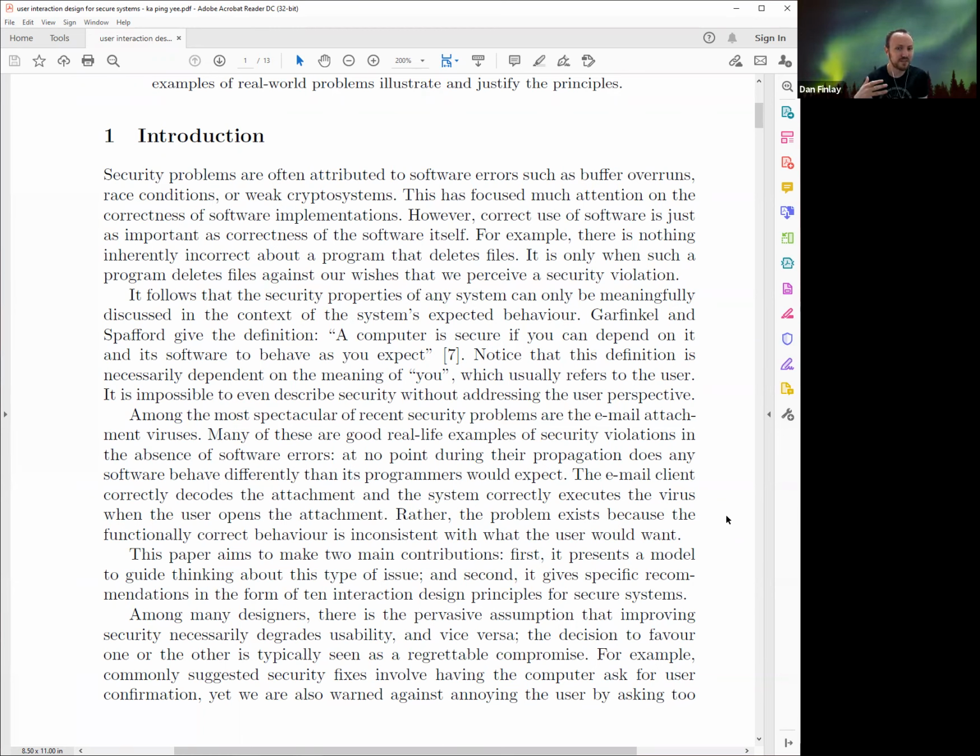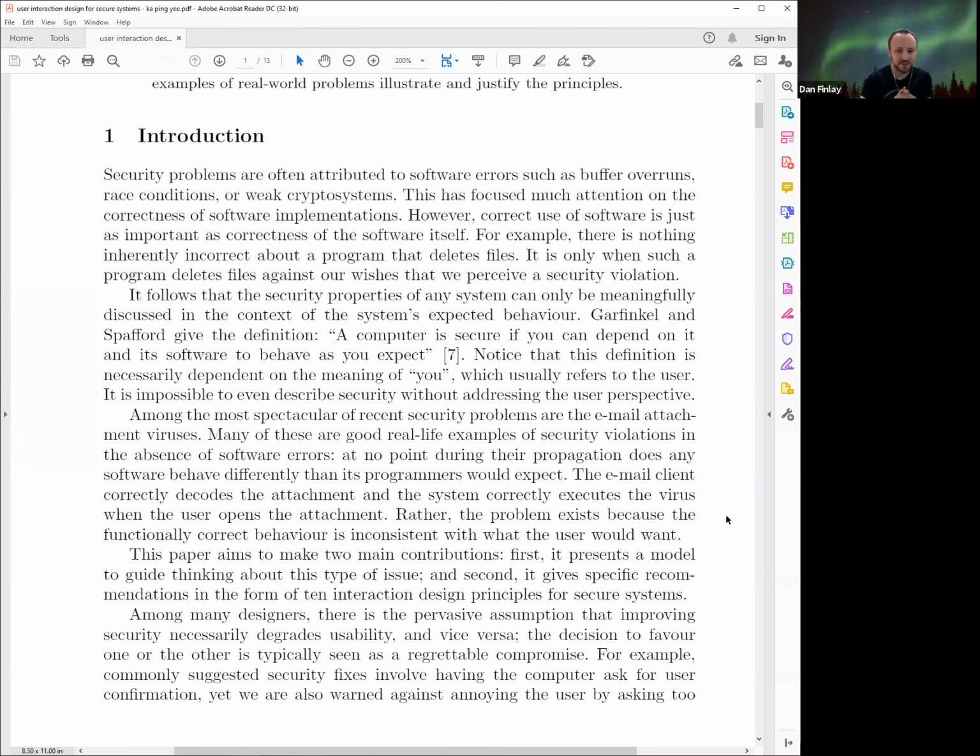It follows that the security properties of any system can only be meaningfully discussed in the context of the system's expected behavior. Garfinkel and Spafford give the definition: a computer is secure if you can depend on it and its software to behave as you expect. Notice that this definition is necessarily dependent on the meaning of "you", which usually refers to the user. It is impossible to even describe security without addressing the user perspective.